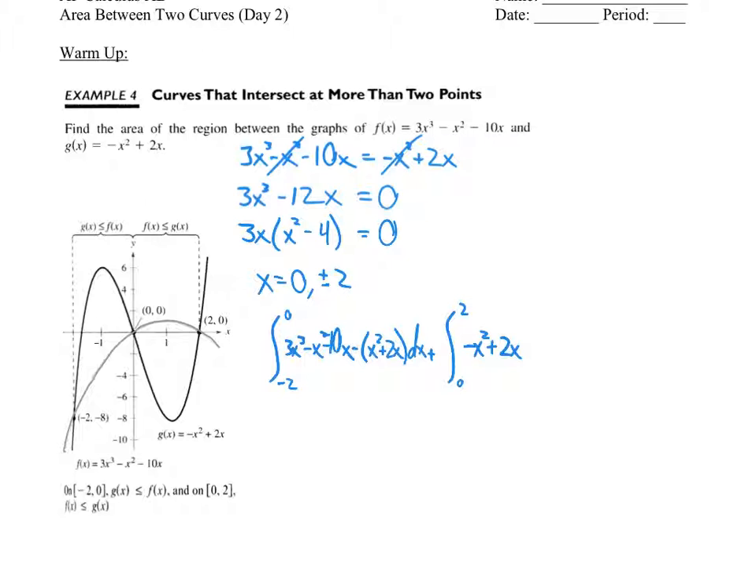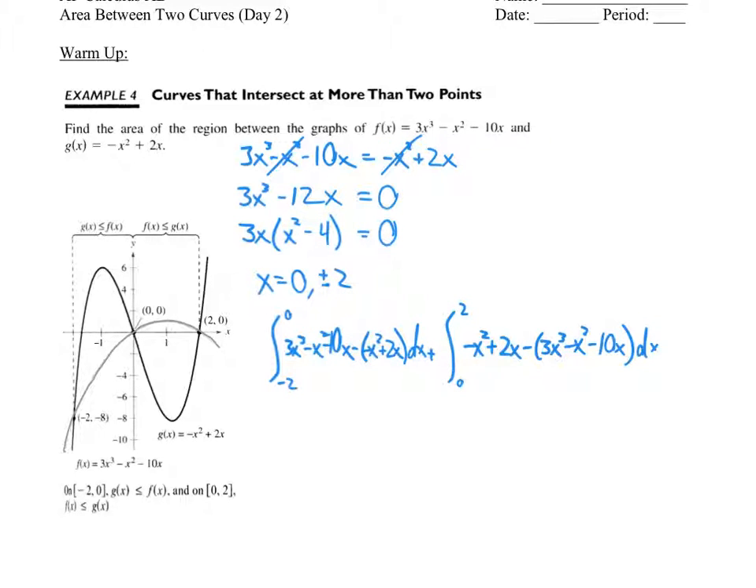Shouldn't there be a negative on that x squared, the first one? There? Yeah. Yeah, so thank you. You can tell which one's bigger by plugging in 1, plugging in something in the interval from 0 to 2 in this case. Okay. So then negative x squared plus 2x minus 3x cubed minus x squared minus 10x dx.